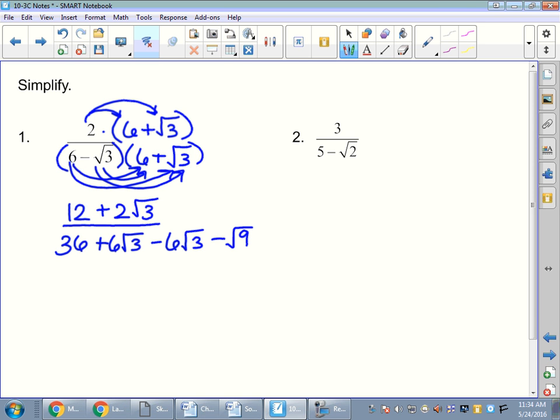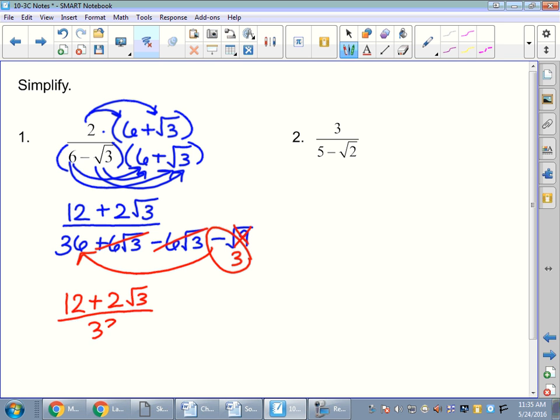So now we can clean that up. The very first thing I'm going to clean up is I'm going to cancel out these, because a positive 6 root 3 and a negative 6 root 3 makes 0 root 3s. The square root of 9 becomes 3. That's a negative 3. And so the negative 3 and the 36 is going to make 33. So I have 12 plus 2 root 3 all over 33.